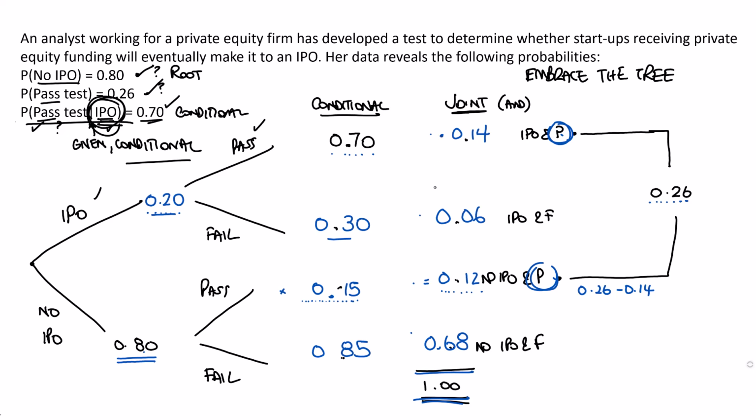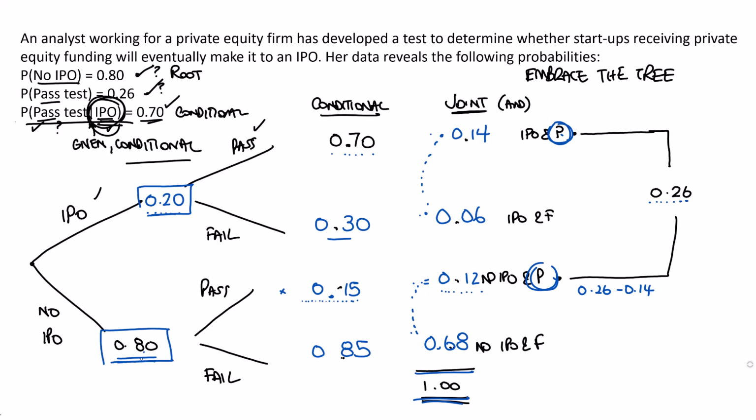If you take these two, 0.14 and 0.06, they add up to 0.2 because they're the only outcomes where we had an IPO. Makes sense. If you take these two together, 0.12 and 0.68, they add up to 0.8. The only two outcomes from no IPO. Makes sense. So I'm pretty confident in what I've got. And we've explained the whole tree. We can answer any question we could possibly be asked. The only downside here, we haven't been asked any questions.